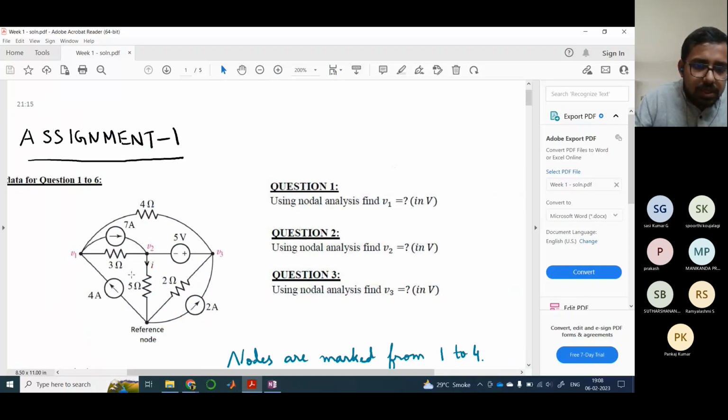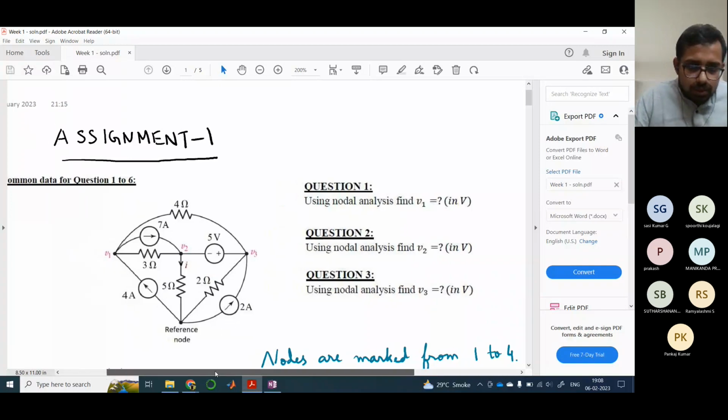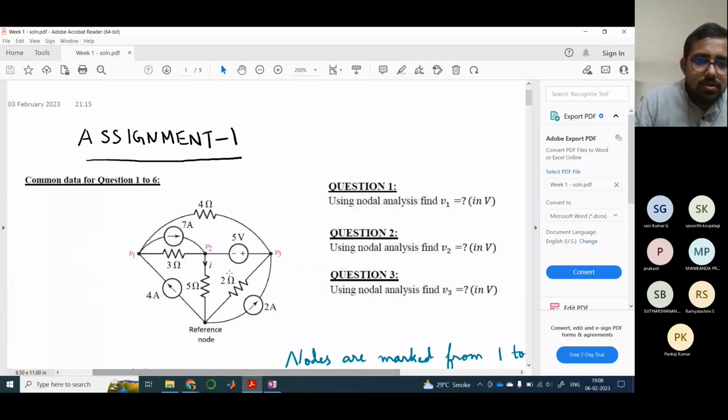Now this is an independent current source. There are three independent current sources of 4 ampere, 7 ampere, and 2 ampere, and there are three resistances that are used, and of course there is an independent voltage source. The magnitude of each of these are also shown in the diagram. Now you have been asked to find out the value of this voltage V1. Okay, so this is basically the voltage of node V1. So what is a node? I'll tell you.